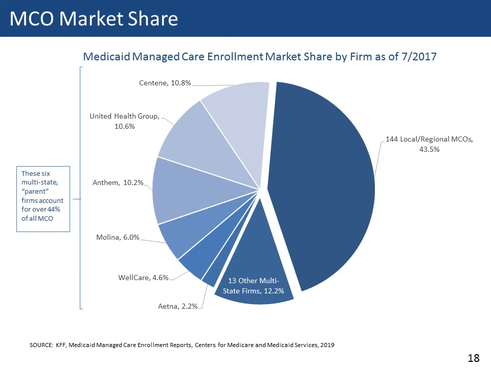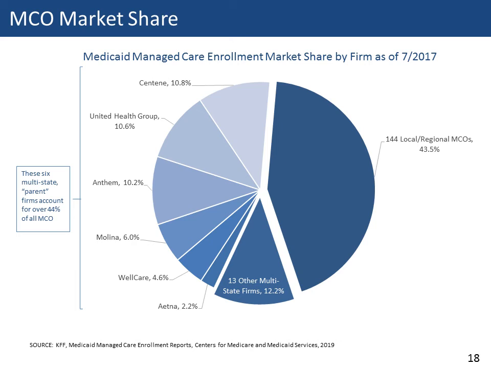I'm going to break this into three chunks. The first is on the left-hand side of the slide, where you have six large multi-state parent firms, Centene, United Health Group, Anthem, Molina, WellCare, and Aetna, who combined have about 44% of the folks nationally who are enrolled in Medicaid managed care.